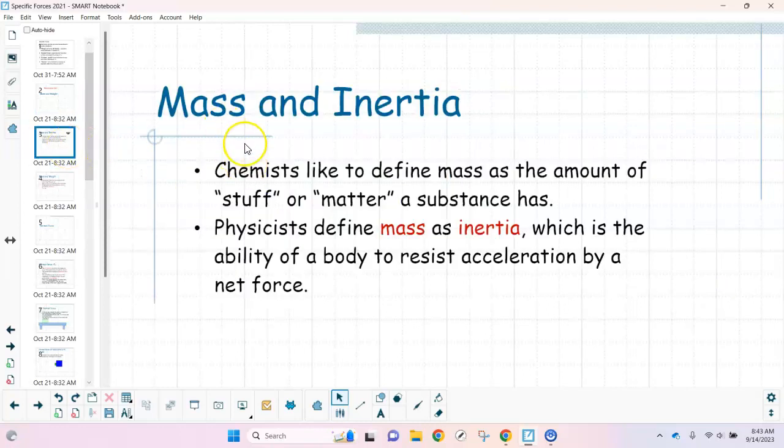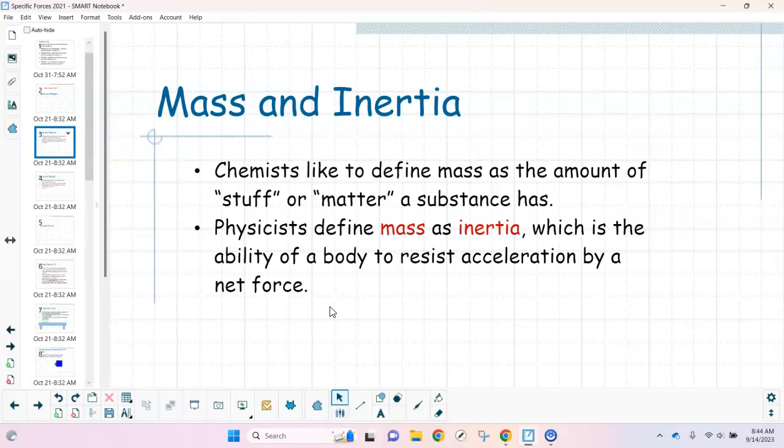Okay, so going through the definitions, mass in chemistry is defined as the amount of stuff that makes up an object, the amount of substance or matter. Physics defines mass as the amount of inertia that an object has. We talked about inertia with Newton's laws, and that's the resistance to any change in motion. So the more massive something is, the more inertia it has, and the harder it is to get it to change its state of motion. So the harder it is to get it to start moving or to stop moving or to change how it's moving.